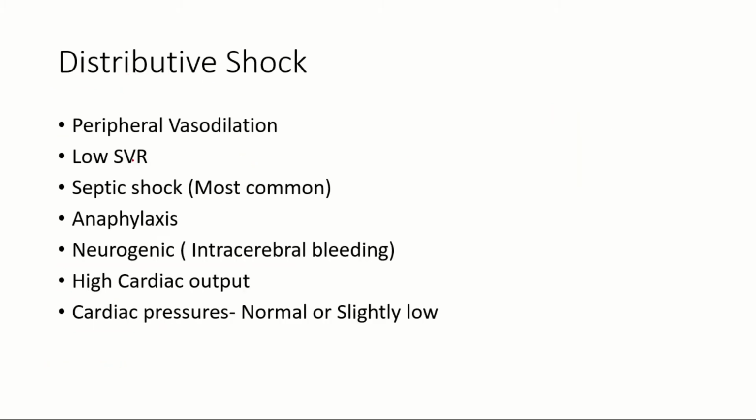Now the third type of shock is distributive shock. In the distributive shock, the major problem is the peripheral vasodilation, okay? So let's take an example of the septic shock. In a septic shock, an infective organism is going to produce toxins that are going to dilate the blood vessels. It's going to destroy the endothelium as well as dilate the blood vessels. And this calls for more inflammatory cells into the site of infection. And the inflammatory cells are going to also produce more vasodilators and more inflammatory mediators, which are going to further dilate the blood vessels.